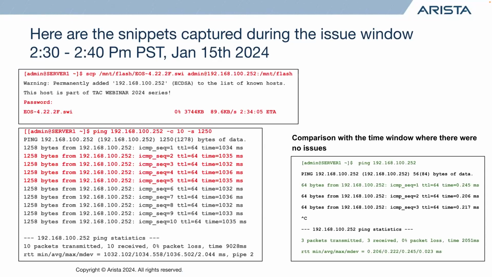The next snippet on the screen is the ping test from server 1 trying to ping server 2's IP, that is 192.168.100.252. And we were able to see a round trip time close to 1000 milliseconds, or 1 second of latency. When comparing this data with a non-issue time for a similar ping, we observed only 0.2 milliseconds as round trip time. So we see a huge latency difference during the issue time versus non-issue time.